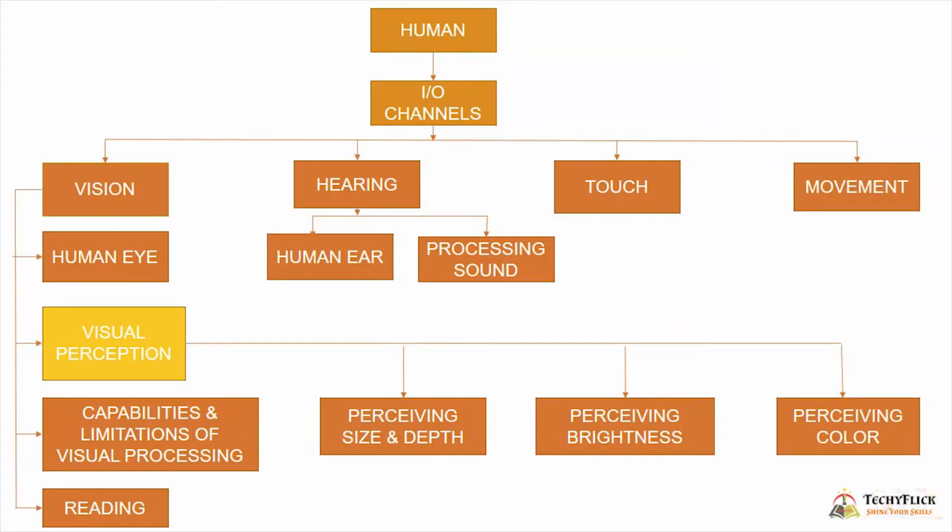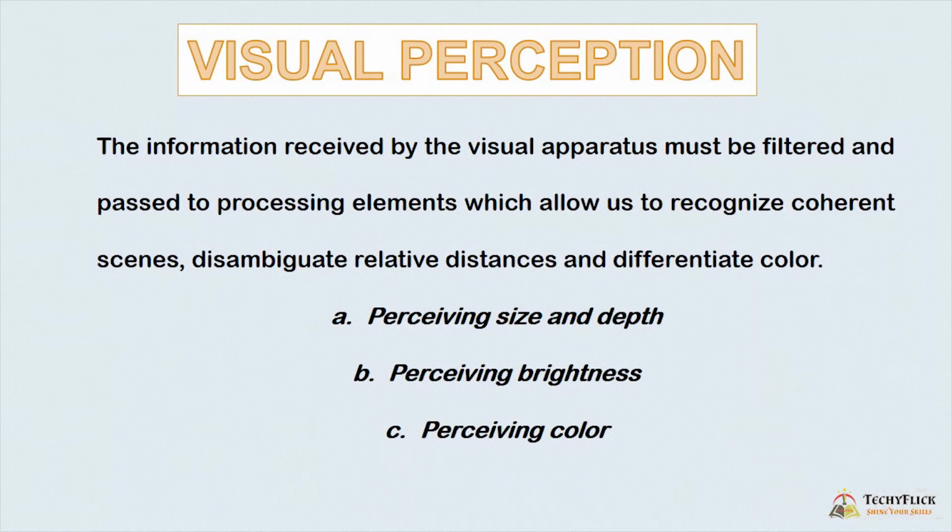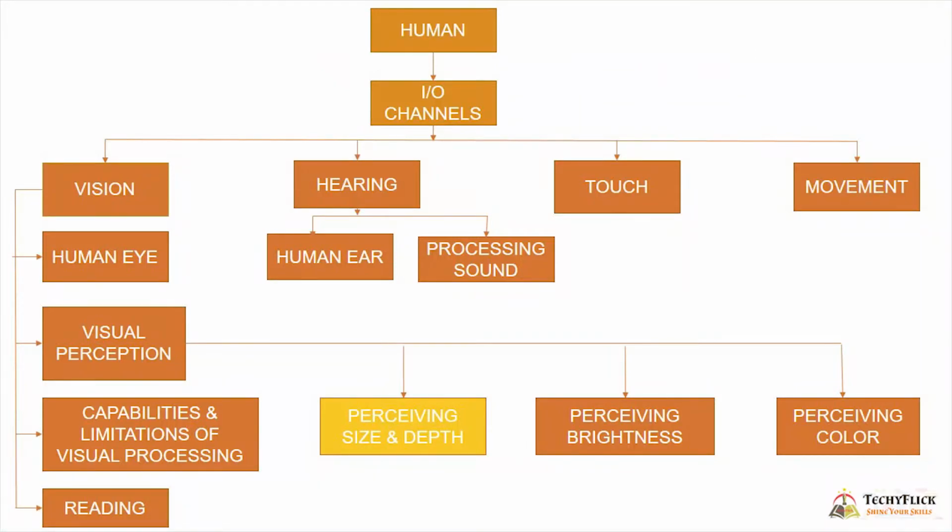Next, visual perception. The information received by the visual apparatus must be filtered and passed to processing elements which allow us to recognize coherent scenes, disambiguate relative distances, and differentiate color. So there are three types: perceiving size and depth, perceiving brightness, and perceiving color. First we will see perceiving size and depth.